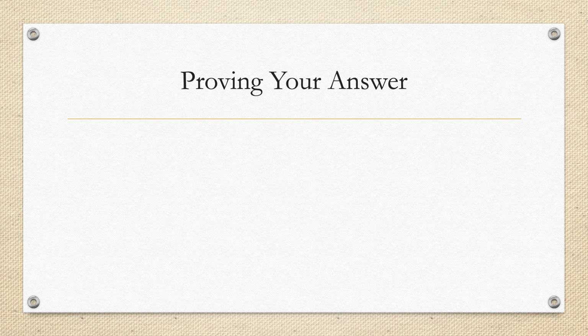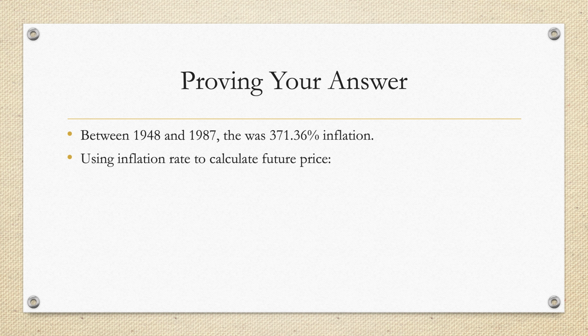So if you get an answer, you should always go back and just prove that you got it right. So we established earlier that between 1948 and 1987, there was 371.36% inflation. Okay, fine. If you remember, you can use the inflation rate to calculate the future price. We've been doing this in some homeworks. And so you always take the current price, and you multiply that by parentheses 1 plus the decimal inflation rate. So you wouldn't multiply by 371. You'd multiply by the decimal form of 371%. And that's going to give you the future price.